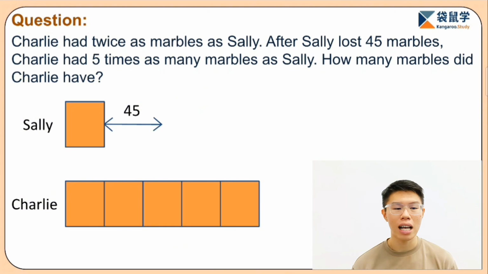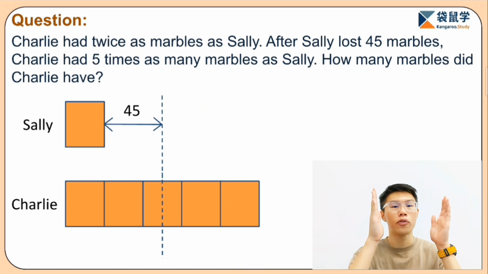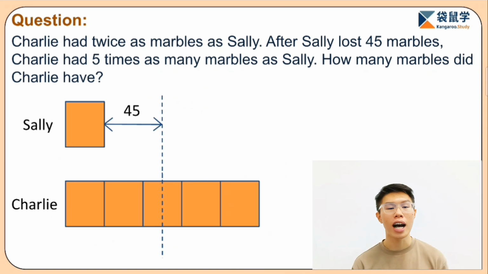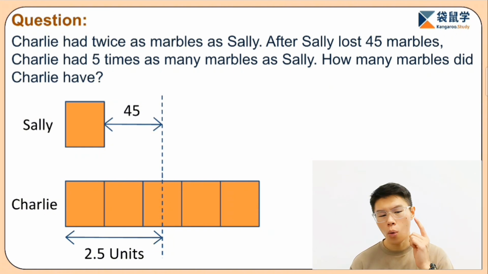And we remind ourselves that in the beginning, Charlie had twice. So we draw a line to show Sally's amount, including 45, is half of Charlie's marbles. So how many units of marbles did Sally have before? Simple calculation, right? It is 5 divided by 2. You get 2.5 units.